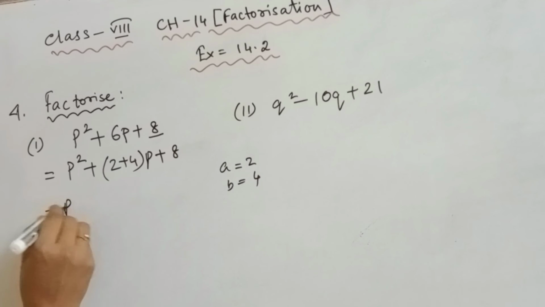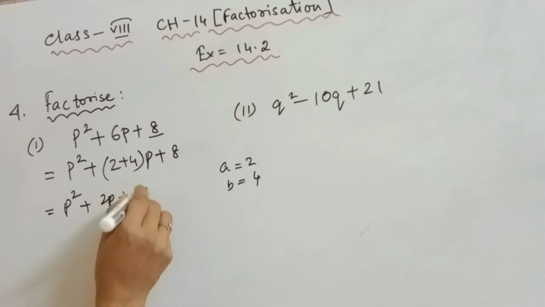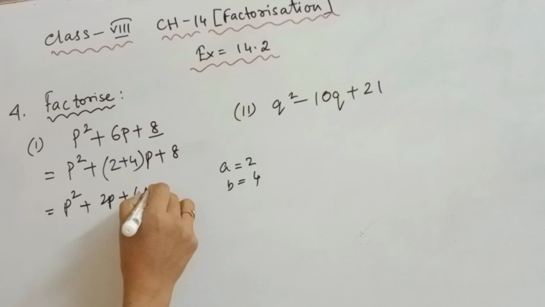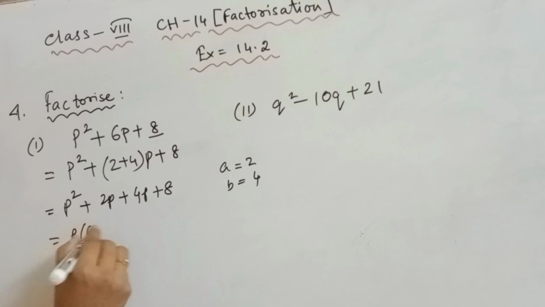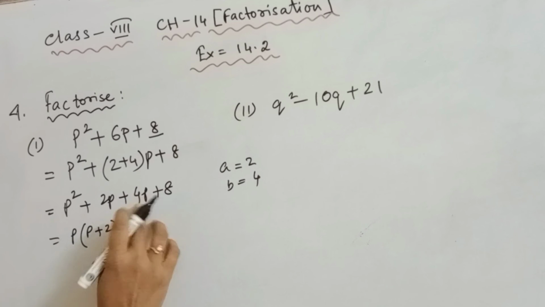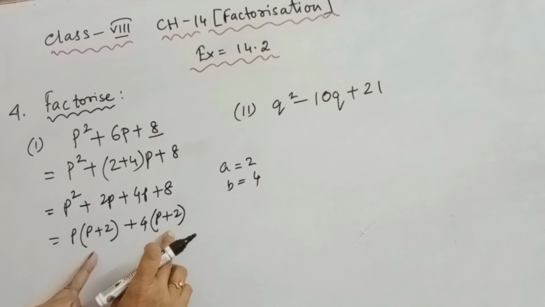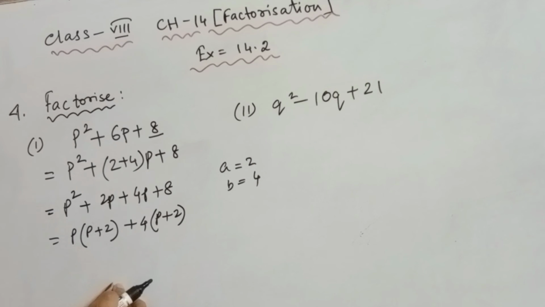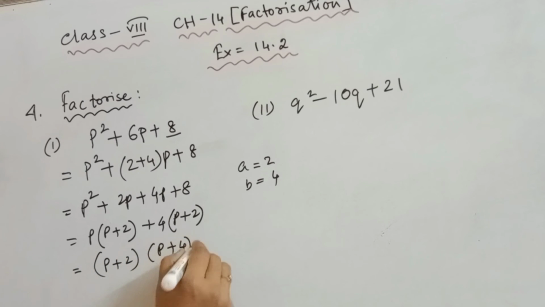Now open this bracket: P square plus 2P plus 4P. We are multiplying P, 2P plus 4P plus 8. When we take common by grouping, P plus 2. Again from these two numbers we take 4 as common, P plus 2. You can see the second common part we are able to take now, so the second common portion is P plus 2 and P plus 4 will remain, and this is the answer of this factorization.